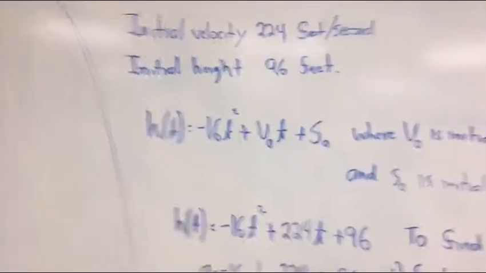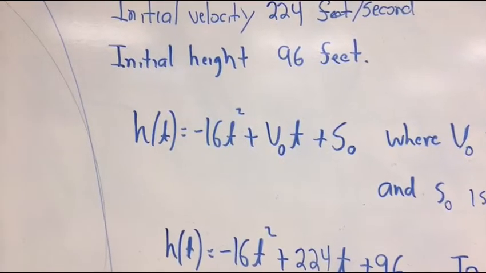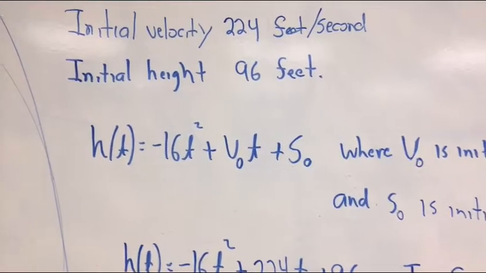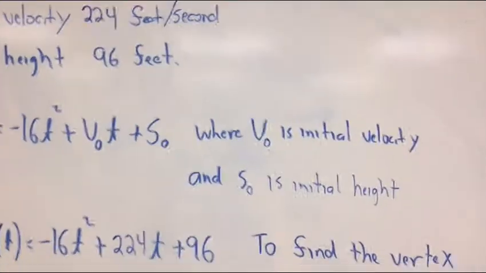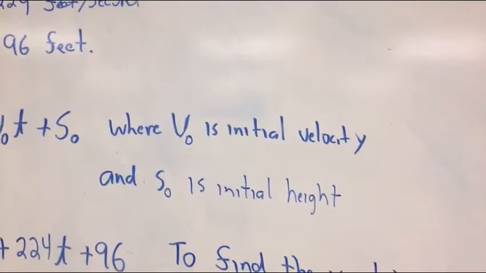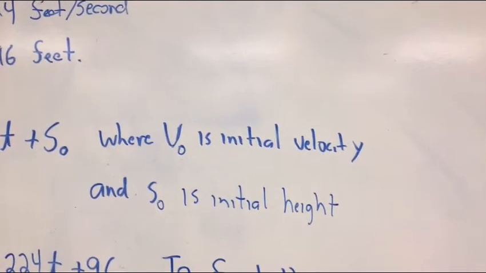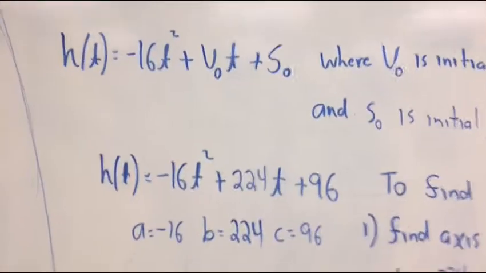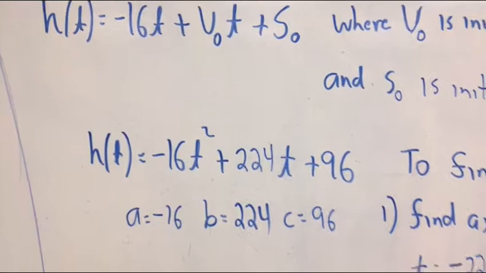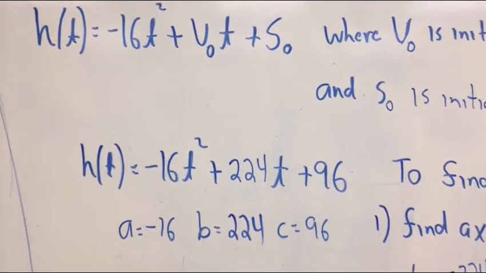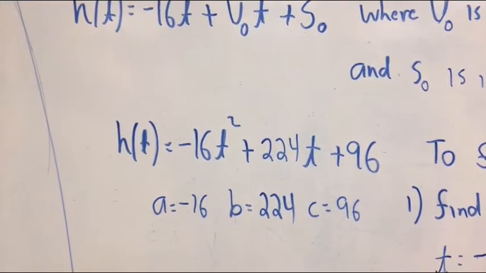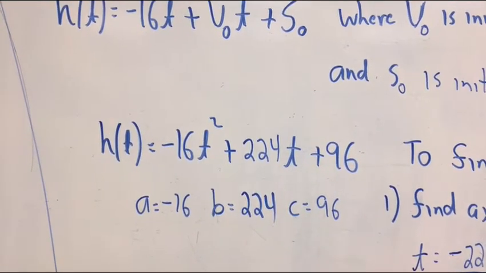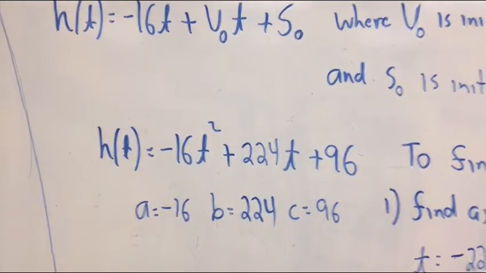Okay? So you start with h of t is equal to negative 16t squared plus v sub naught t plus s sub naught, where v sub naught is the initial velocity and s sub naught is the initial height. Now, I give those to you. All you have to do is stick them in. Okay? Ta-da! Now, a is equal to negative 16, b is equal to 224, and c is equal to 96. Now, I'm going to find the vertex, okay?